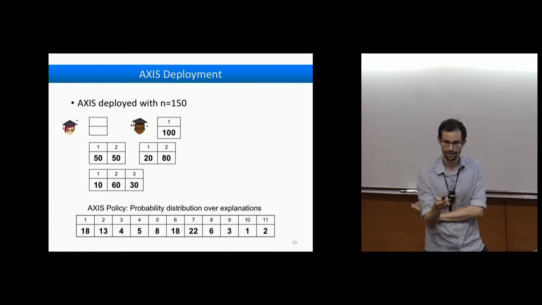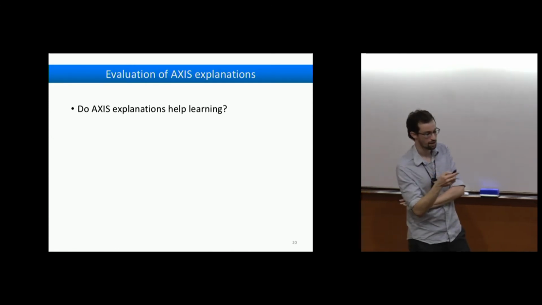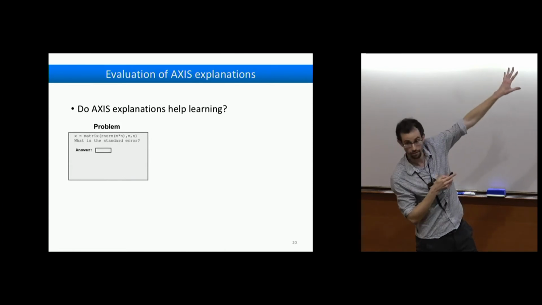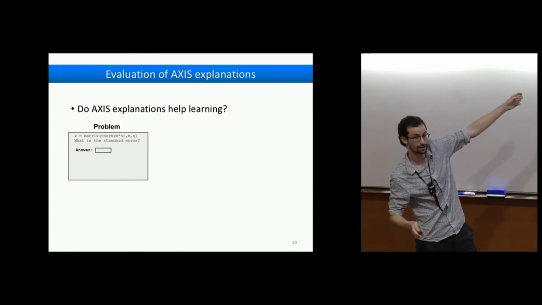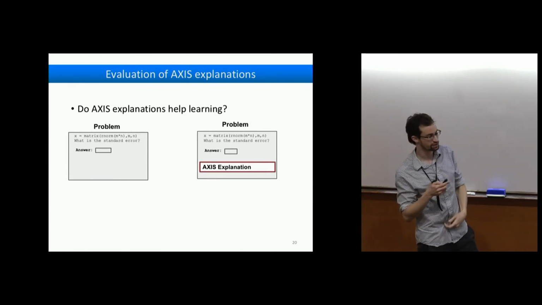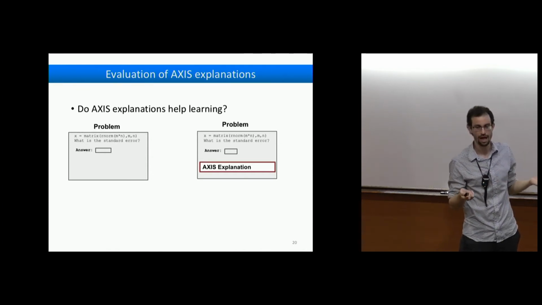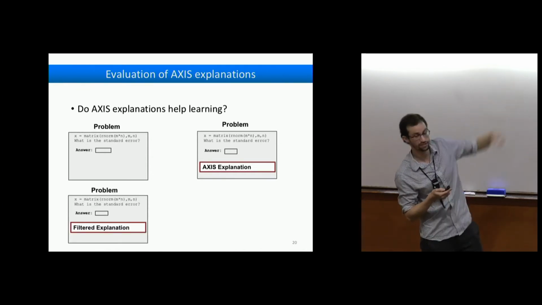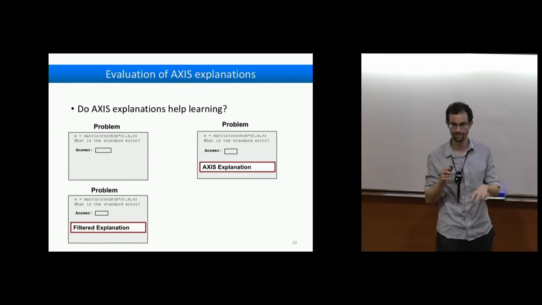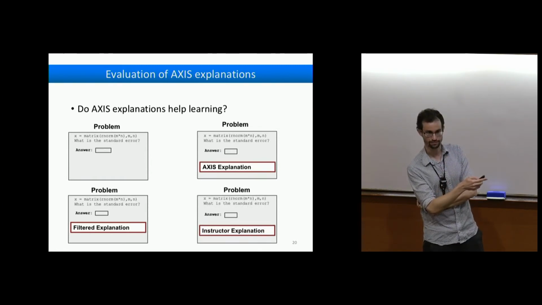So it gets higher rated explanations, but does that actually help learning? So we did a separate experiment. We took this probability distribution of explanations and compared it to original problems that had no explanations at all, like many online courses, the problems with this adaptive explanation system. These are sampled from the probability distribution over explanations. We also compared this to explanations that were filtered out. So these are explanations that had less than 5% probability, so they're seen as lower quality. And gold standard, we had the instructor write an explanation.